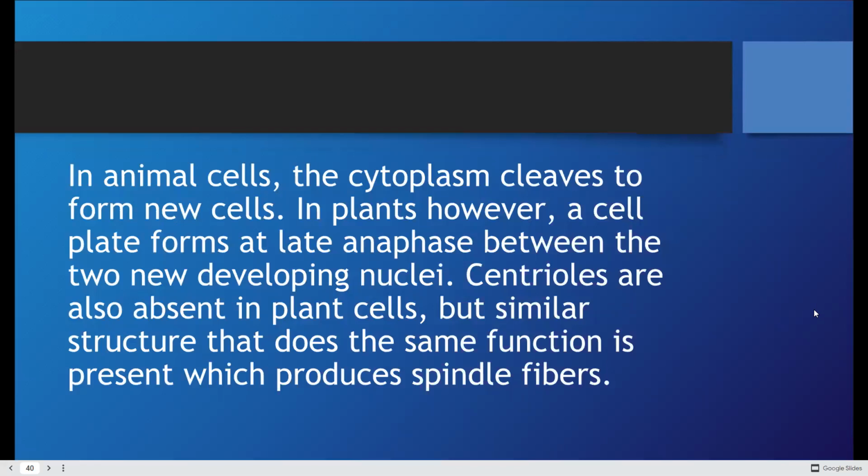In animal cells, the cytoplasm cleaves or creates a cleavage to form a new cell. In plant cells, however, the cell plate forms at late anaphase between the two new developing nuclei. Centrioles are also absent in plant cells. There are no centrioles in plant cells, but a similar structure that does the same function is present, which produces spindle fibers. Still, they are able to perform cell division because of this similar structure, which also creates spindle fibers.